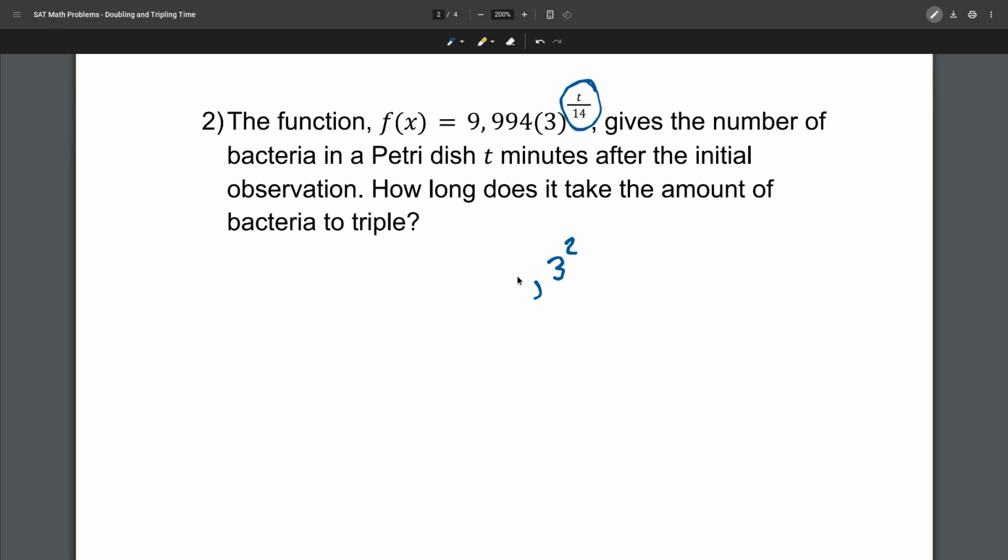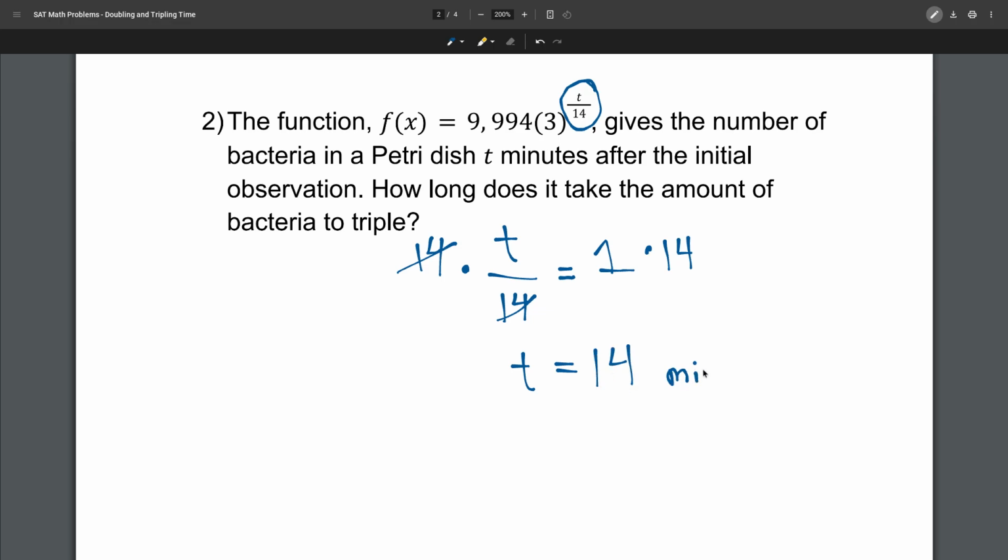Okay, so we're going to set t over 14 equal to 1. And we want to solve for t, so we're going to multiply both sides by 14. 14 divided by 14 is 1, so we can cancel those out and just write t equals 1 times 14, which is 14. Again, the unit here is minutes, so 14 minutes till it triples. And that's the solution for that one. Let's take a look at another one.